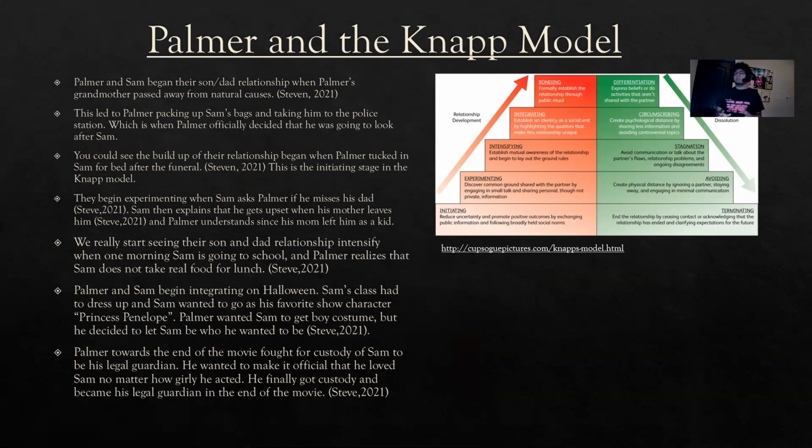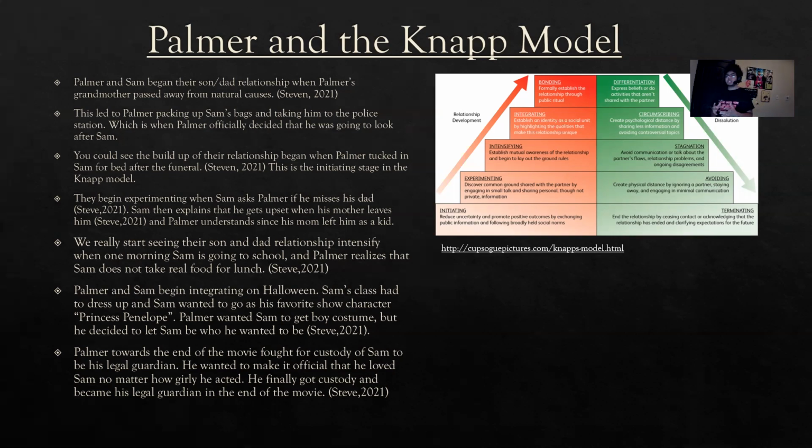So, how the NAP model, in my opinion, really happened in this movie is Palmer and Sam begin their son and dad relationship. As soon as Palmer's grandmother passed away, they had no relationship before then. It was just he was living in a house and he was living in a house. So they would just see each other, but they never talked to each other. There was no relationship to start with. So Palmer told Sam to pack up his bags, taking him to the police station, which is when Palmer officially decided that he was going to look after Sam.